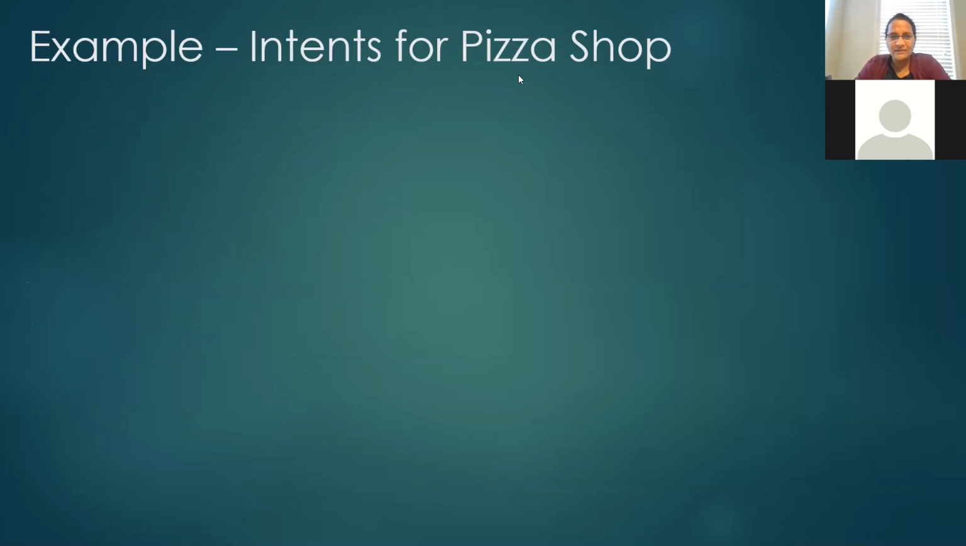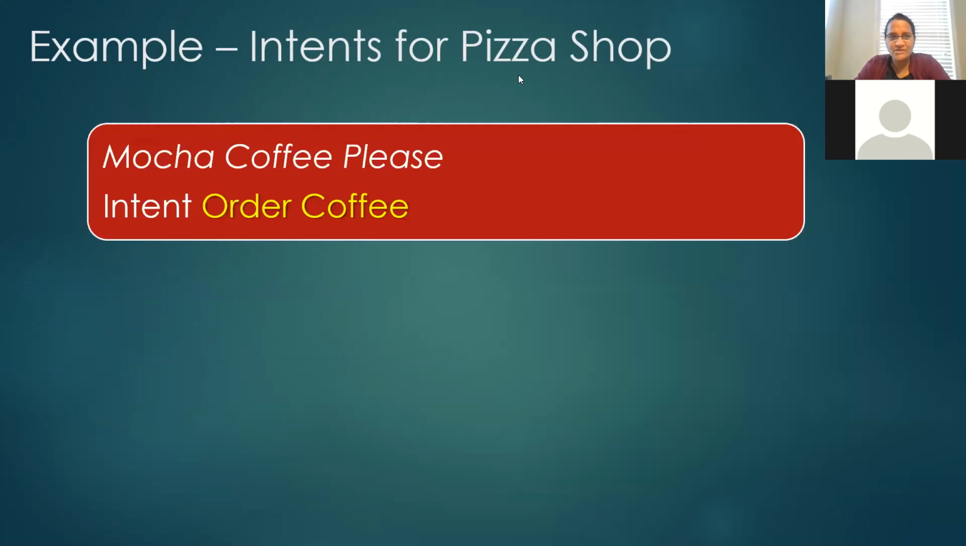So let's take some examples for a pizza shop. Somebody says, "Mocha coffee, please." Definitely, this shows the intent of ordering coffee. So we may create one intent which is "order coffee", and we'll put some training phrases where it captures the end user's request of ordering coffee.